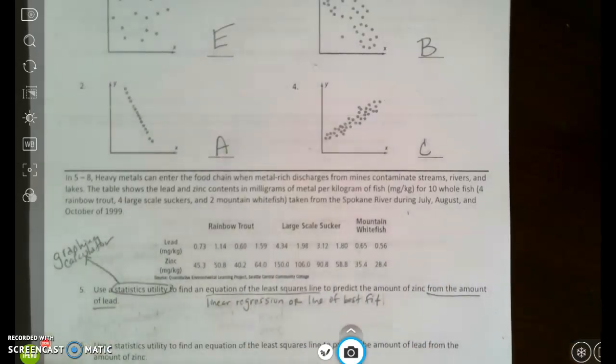All right, it is important here when they say predict the amount of zinc from the amount of lead, because in a problem like this, we have to determine which one is independent, or X, and which one is dependent, or Y. And we have to know, is it the lead or the zinc? Well, because it says predict the amount of zinc from the amount of lead, that means the lead is what we're looking at first. And remember, independent, gotta remember this from last time, independent comes first.